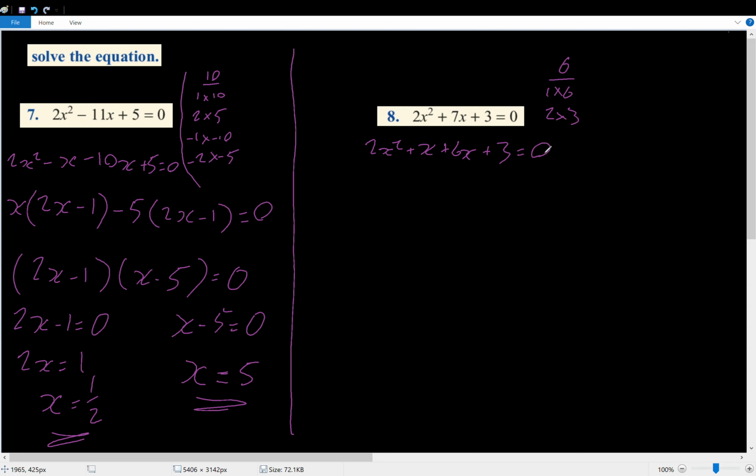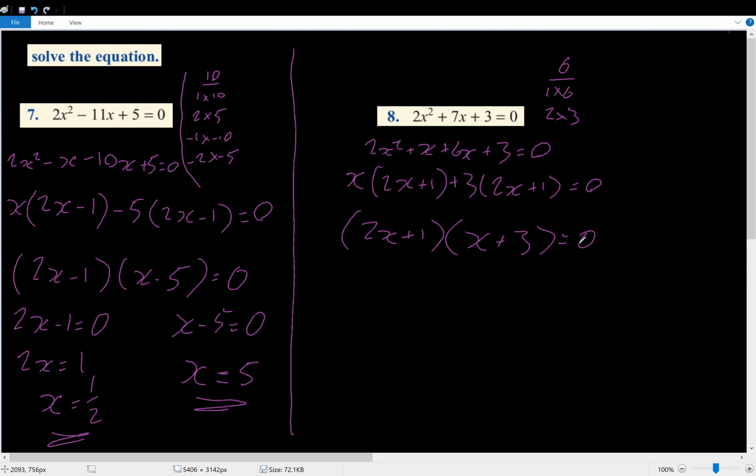Now we can do this by factorizing by grouping. So from our first pair, the highest common factor is x. So we're going to have x times 2x plus 1. And from our second, the highest common factor is going to be 3, so it's going to be plus 3 times 2x plus 1. That's equal to 0. And then we have a highest common factor within the brackets now. So we group that together, we get 2x plus 1 times x plus 3 is equal to 0.